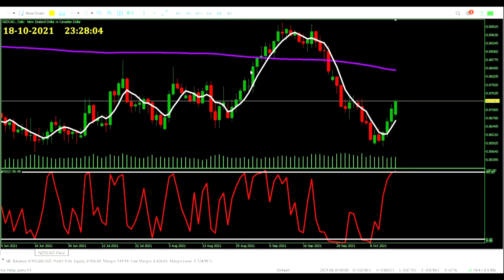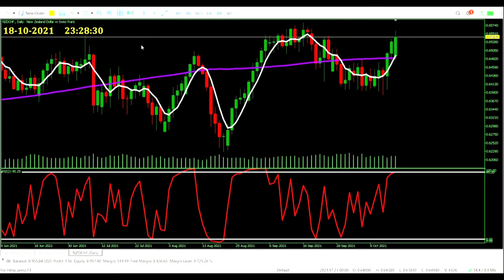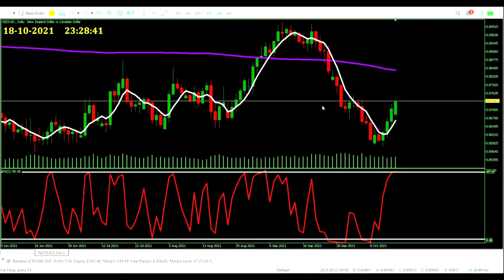Just check the remaining pairs, see if there's any other signals out there. Getting an overbought signal on the New Zealand dollar Swiss franc pair as well, but in this case price is above the average, so no signal there. That means we can focus on our New Zealand dollar Canadian dollar pairing.